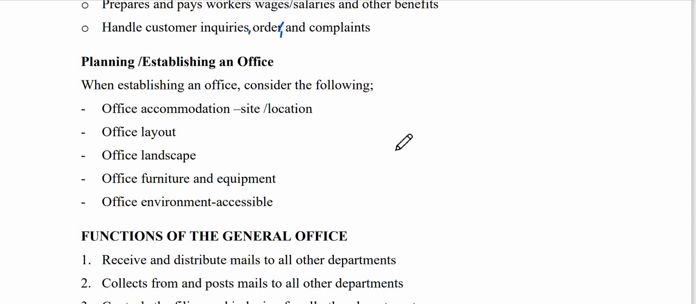So, how do we plan in establishing an office? How do we plan? Okay, in planning or establishing an office, you would need to consider some of the activities or some of the factors. Number one, you need to consider office accommodation, the sites, or maybe the locations. You will also need to consider the layout, how you would want things to be arranged in your office, and also the office landscape. That is very important. And office furniture and equipment, and the office environment must be accessible, which is very important.